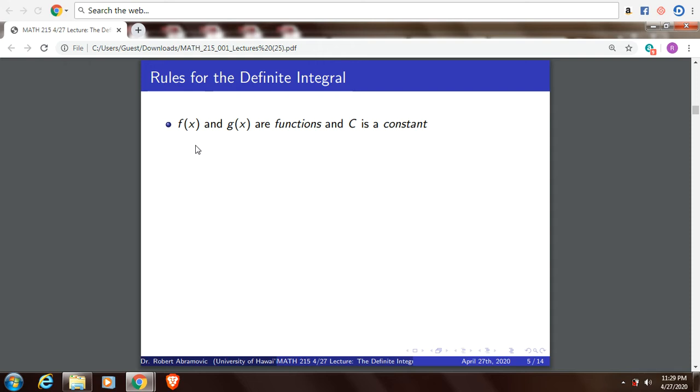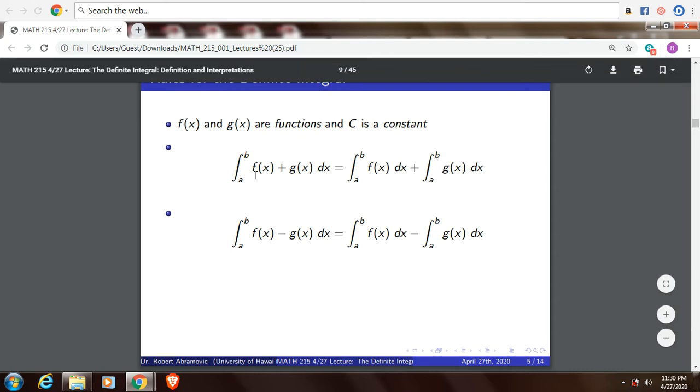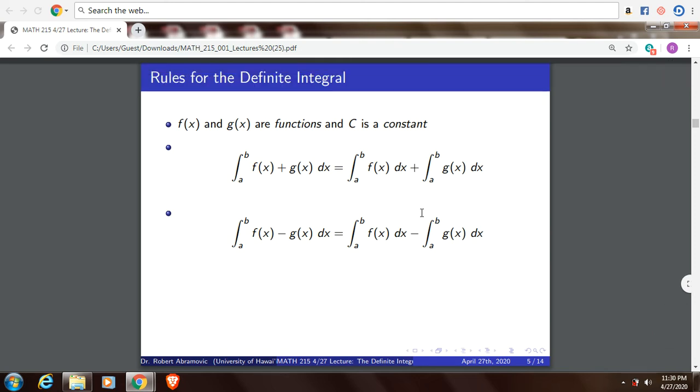Here, f and g are functions, and c is a constant, and we get some rules for the definite integral. The definite integral of the sum of functions is the same as the sum of the definite integrals of those functions. Same thing for the difference. The definite integral of a difference of functions is the difference of the definite integrals. You should notice a similarity here. It's actually exactly the same thing. These are rules that carried over from the indefinite integral, or antiderivative. And we'll see how they're actually related via the fundamental theorem of calculus.